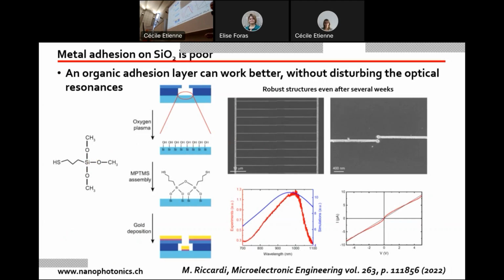So the way you have to do it, you have all the details. We try to really publish everything in detail, so it's very well explained here, I hope at least. Otherwise, send me an email. You just incubate it overnight in a little container with this mixture, and it makes a self-assembled monolayer. So it's a very simple technology as well.